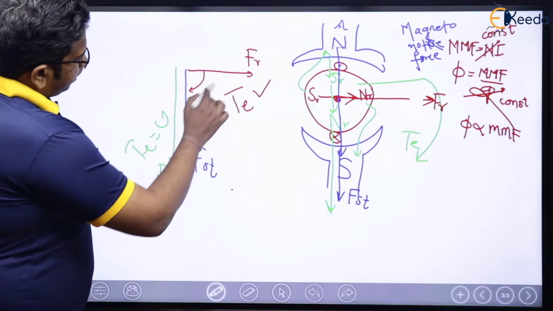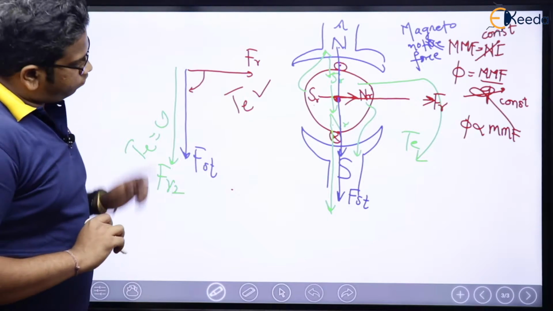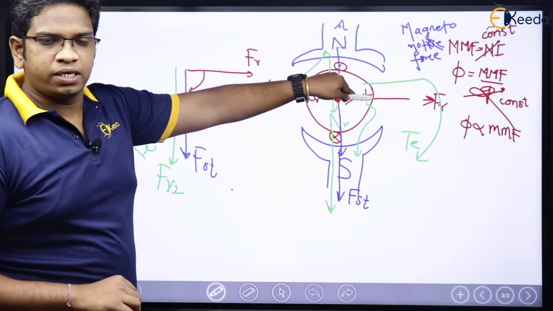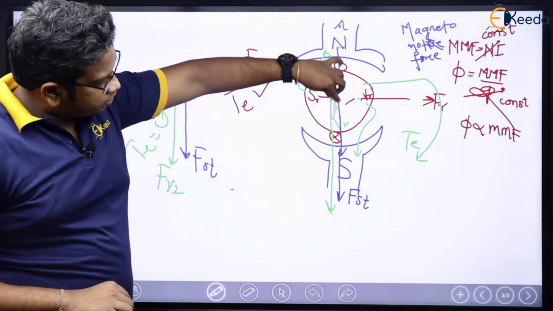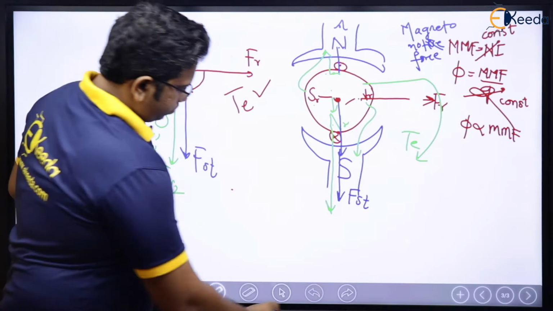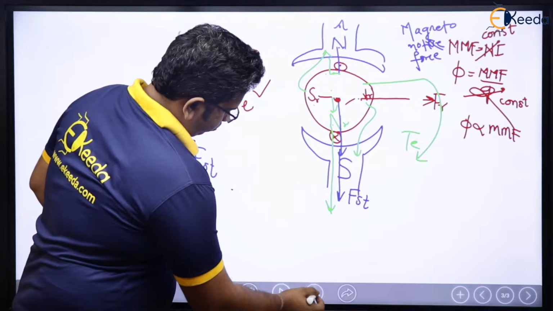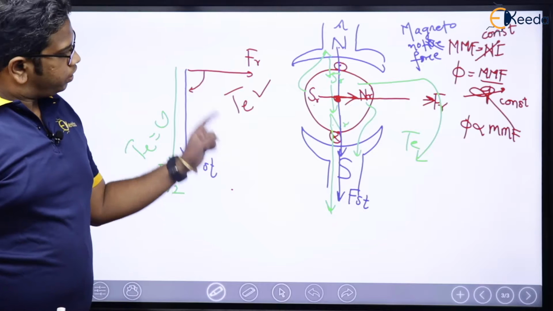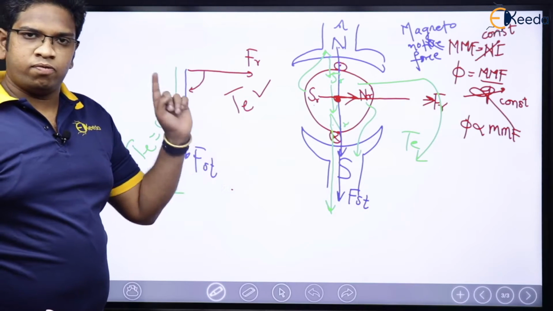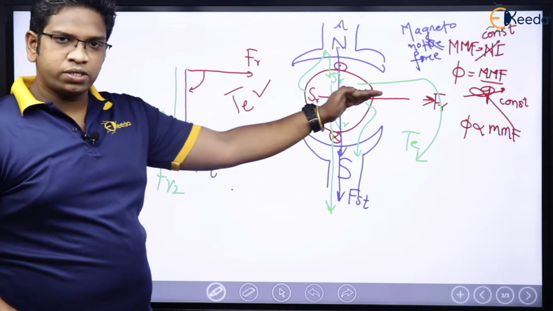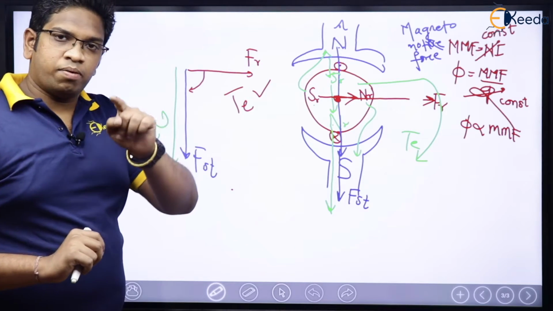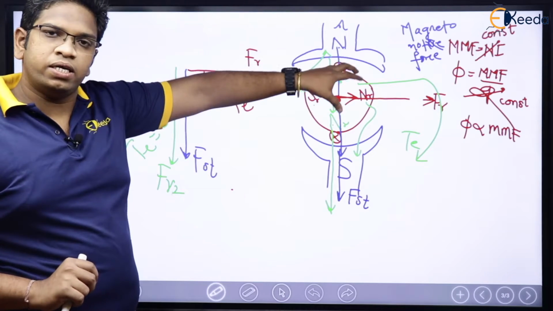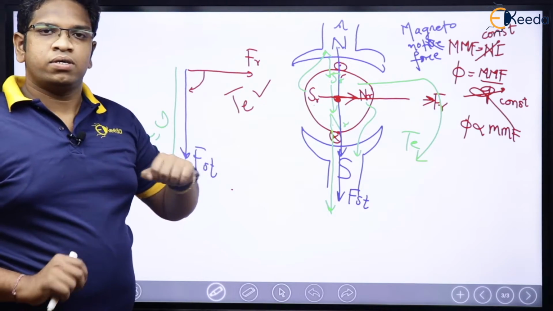See, in the first case, what happened? The MMF was in this direction. In the second case, MMF of the rotor was in this direction. In the first case, MMF for the rotor was in this direction; in the second case, MMF for the rotor was in this direction. It is the same rotor, right? The rotor rotated 90 degrees. It came here. No problem.